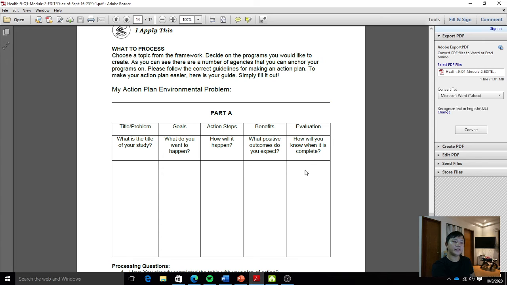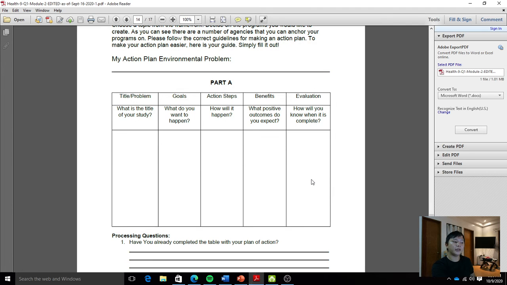Evaluation. How will you know when it is complete? I will know if my project is complete by having less garbage in our community.